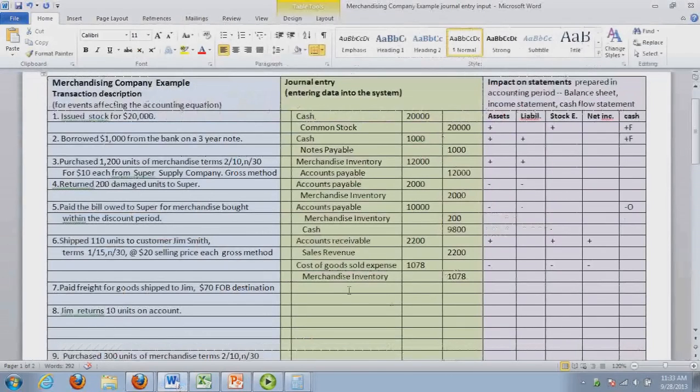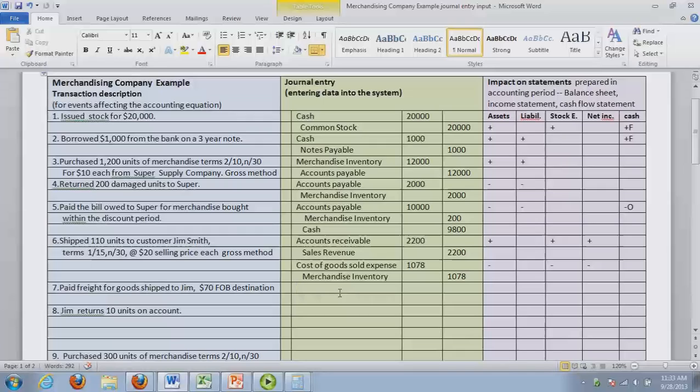Okay, next we have freight. We're paying freight for the goods shipped to Jim. Jim is the customer. It's FOB destination, so we actually own the goods until it arrives at Jim's place, which is the destination. So we have to pay the freight, which is what we're showing here. We've made the sale, so at this point in time it makes sense to record freight as an expense.